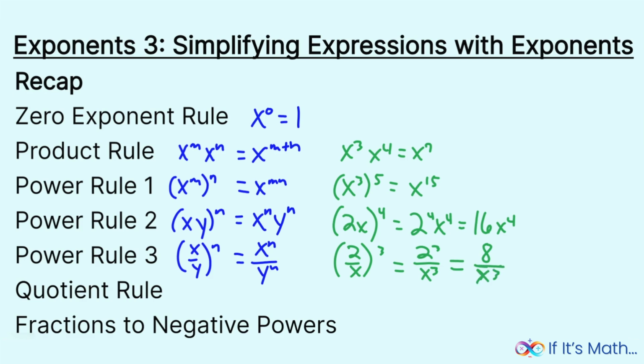So then next we have the quotient rule. The quotient rule tells us that if you have x to the m divided by x to the n, that is going to equal x to the m minus n. Looking at an example there, if you have, let's say, x to the third divided by x to the fifth, then that is going to give you x to the negative second.